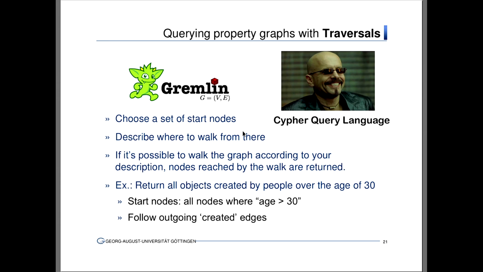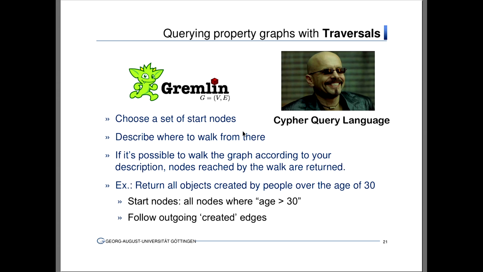And we really want to have this, as we'll see. Now the other one is Gremlin, and Gremlin is really awesome, and I hope to show this. So a typical Gremlin query looks a bit like this. You say, choose a set of start nodes. Okay, then you have some start nodes in your graph, and then you describe where to walk the graph from there. And if that's possible, then the nodes that are reached in that way will be returned.